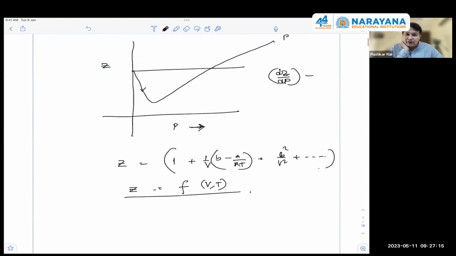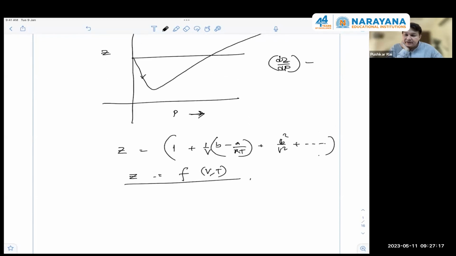What is the behavior of z versus p? This z versus p is a very interesting thing because it keeps on decreasing, then it reaches a minimum value and then it starts increasing. So our analysis is not complete till we get an expression of z and p. Do you agree? So that is something which is missing, the z versus p graph. So keep the problem in mind.